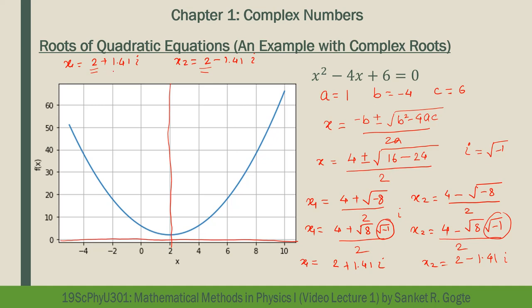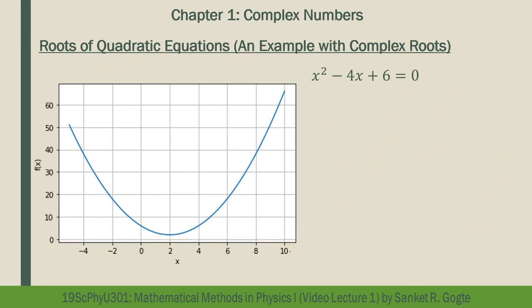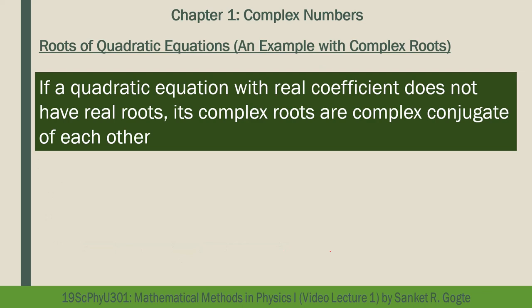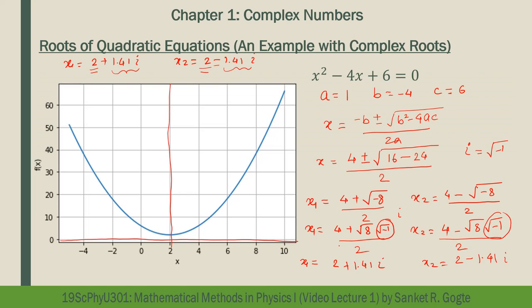The only change that we have is in the sign of the imaginary part. For x1 it is positive, for x2 it is negative. Such numbers for which the real part is the same and the imaginary part is reversed in sign are called complex conjugates of each other. And there is an important thing that you should note down when it comes to roots of a quadratic equation. If a quadratic equation with real coefficients does not have real roots, then its roots are complex conjugates of each other, which is actually the case in our example.